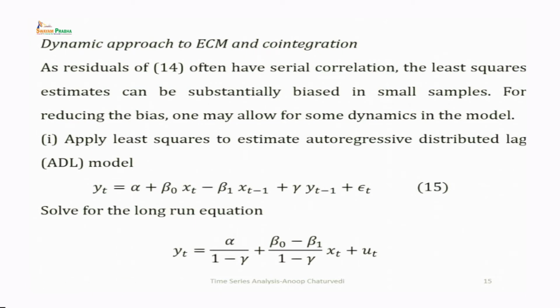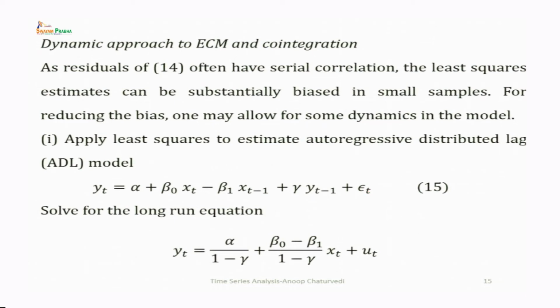Now, we consider the dynamic approach to the error correction model and cointegration. In equation 14, the residuals often have serial correlation. Then the least squares estimates can be substantially biased in small samples. For reducing the bias, one may allow for some dynamics in the model. So, for that purpose, we apply least squares to estimate the autoregressive distributed lag model y t equal to alpha plus beta naught x t minus beta 1 x t minus 1 plus gamma y t minus 1 plus epsilon t.